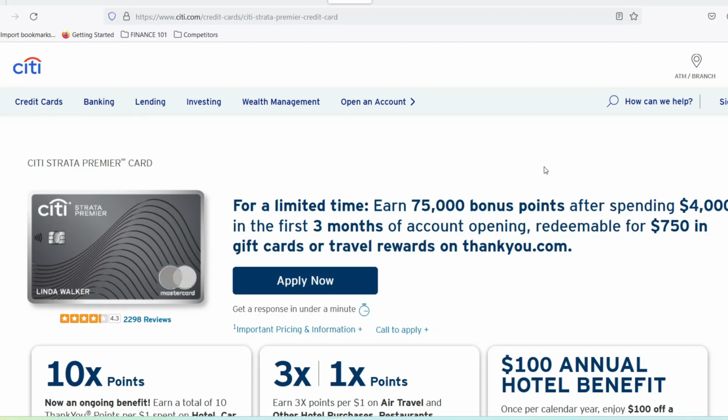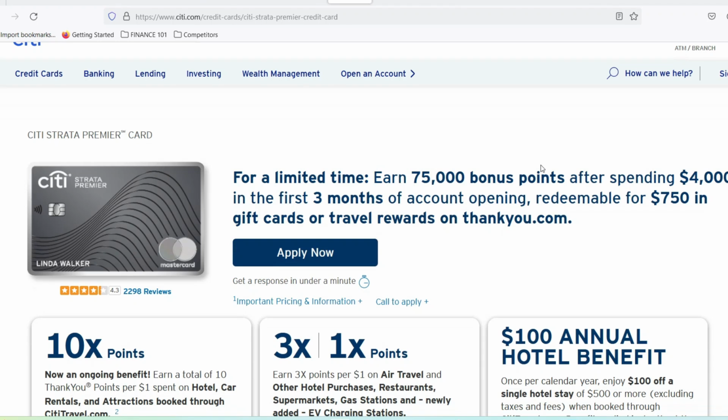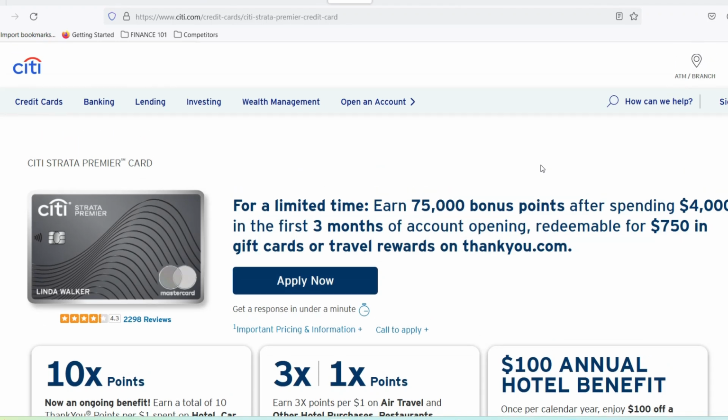Let's be real. Who hasn't? That magical plastic that lets you buy anything your heart desires, with no limit in sight. Sounds pretty tempting, right? Well, in the real world, credit cards come with credit limits, and that begs the question, just how high can that limit go with a premier credit card?